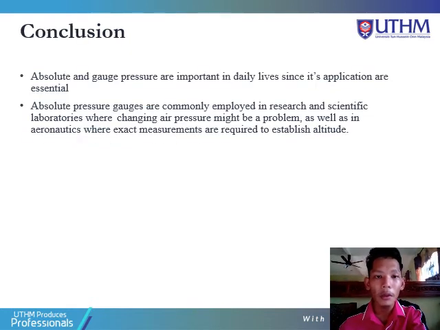So for the conclusion and recommendation, absolute and gauge pressure are important in daily life since their applications are essential. Absolute pressure gauges are commonly employed in research and scientific laboratories, where changing air pressure might be a problem, as well as in aeronautics, where exact measures are required to establish altitude. This pressure also includes a number of standard pressure measurement devices and techniques. Other than the manometer, there are other devices used to measure this pressure, such as a barometer and piezometer.